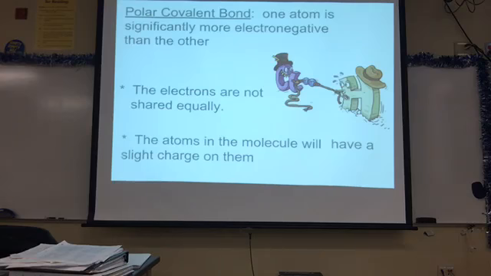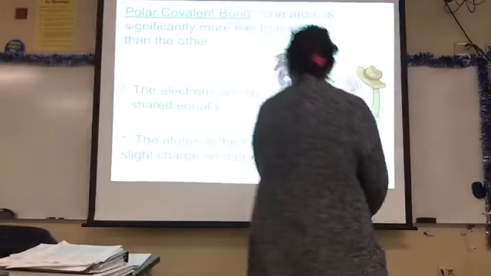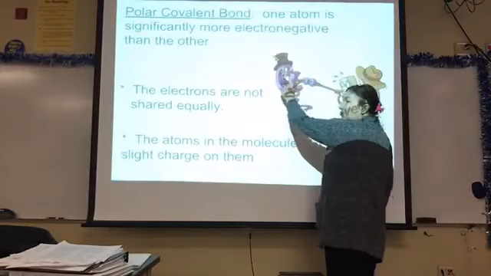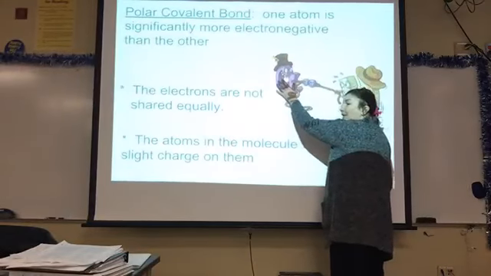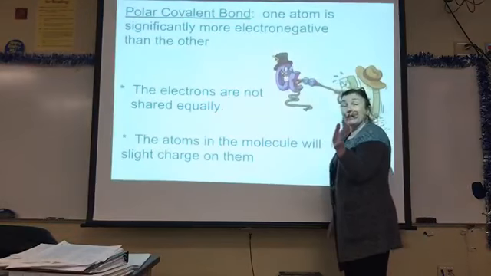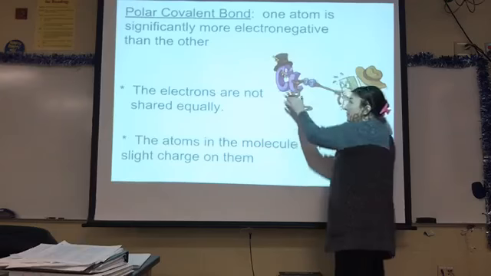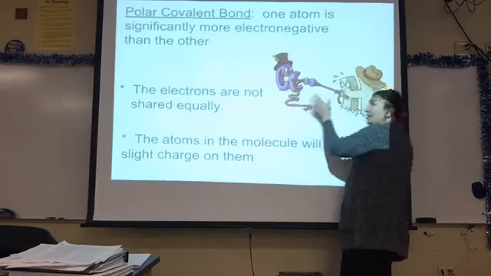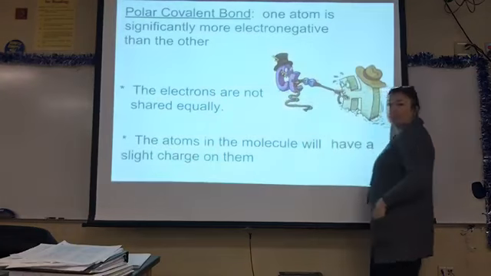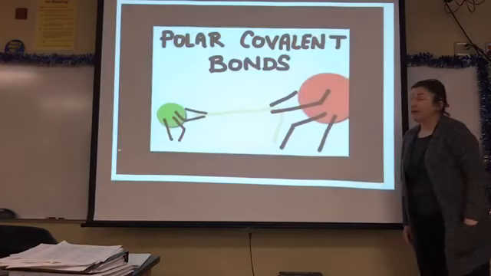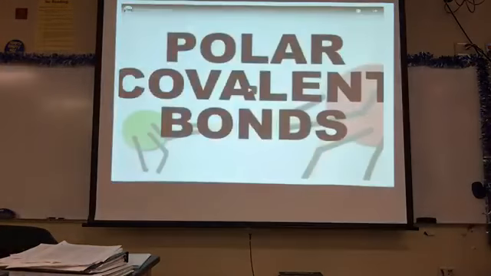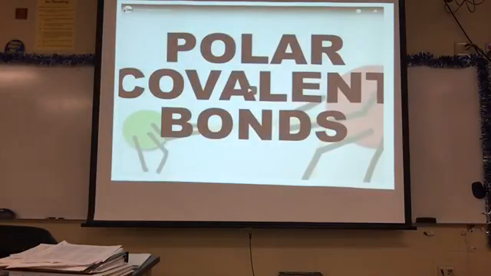Same thing here. As these electrons get closer to the atom, they become more negative. Not totally negative because they're not ionic, but they're slightly negative. And these guys are slightly positive. Okay? Now this is a little quick video that kind of shows you this. I won't show you the whole thing, but this kind of shows you a little bit more about electronegativity.